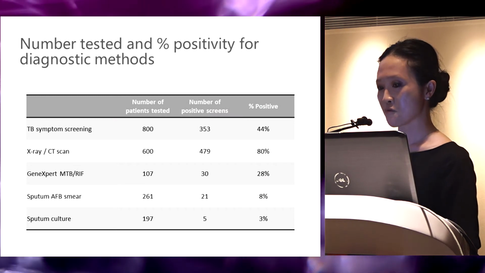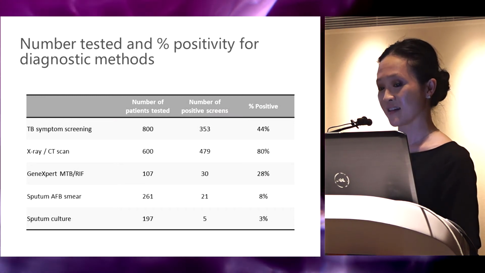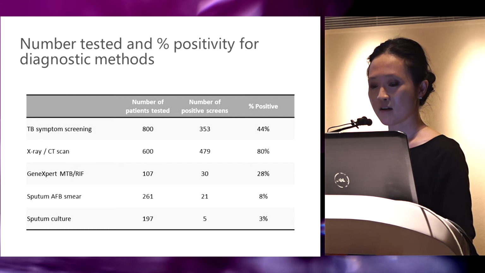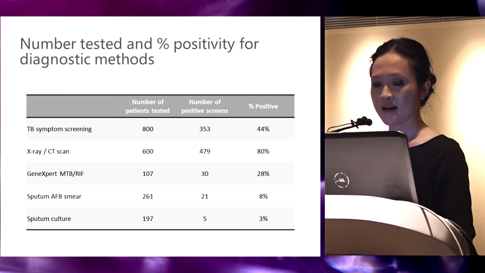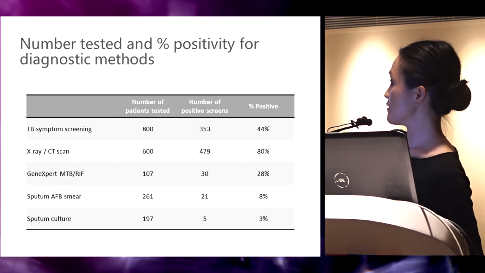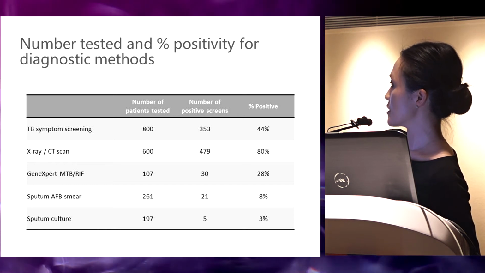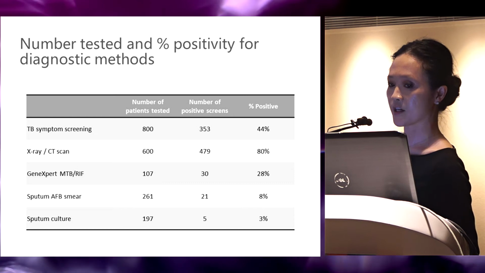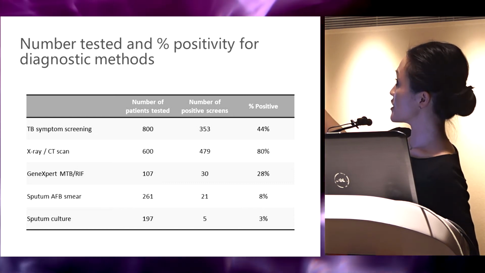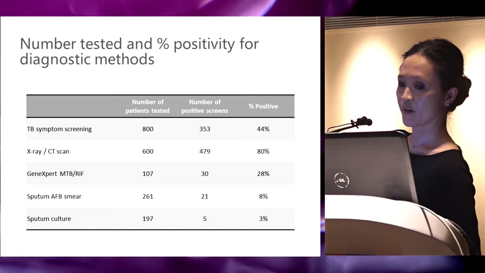So here I'm just going to show you one slide showing the data, which basically confirms the problem that we know existed. The smear and culture positivity was actually quite low. Those are the bottom two rows. So only 8% smear positivity and 3% culture positivity. Now, symptom screen, which is on the top row, is 44%.